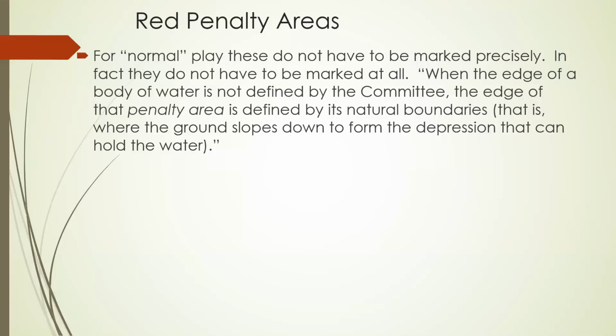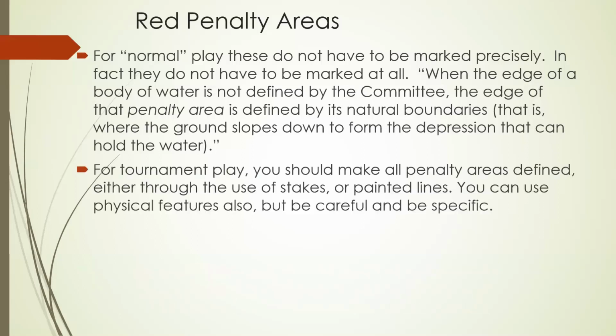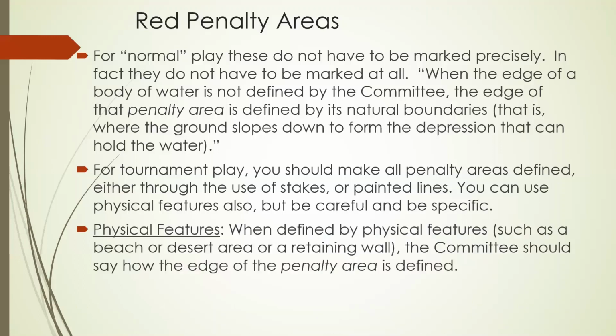I know a golf course here in Victoria that doesn't mark their penalty areas at all. They just leave them out there, no stakes, no lines or anything. But when we're playing an event, and I'd like to know what they do for tournament play, I think they all should be marked and defined, either through stakes or painted lines. You can use physical features, I guess Victoria Golf Club could use the beach as a physical feature, but I'd be careful about doing that. So we want to be careful when using physical features, and you want to make sure that it's clear how that penalty area is defined.